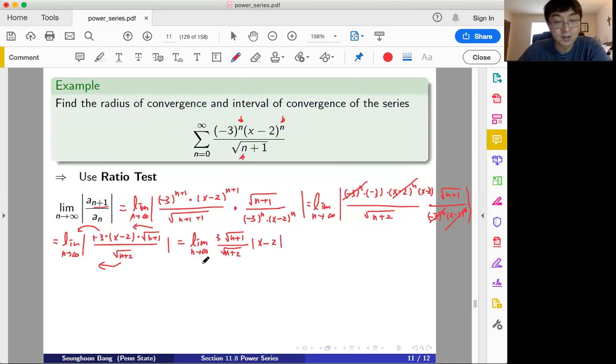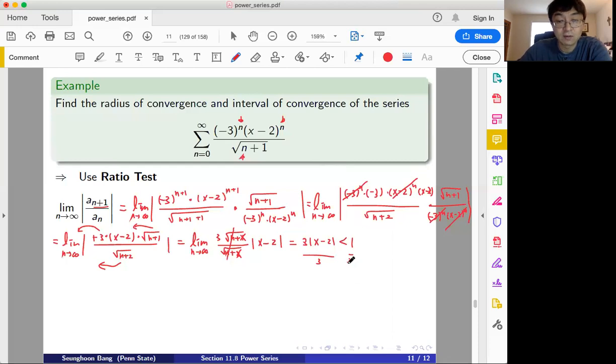As n approaches infinity, this is infinity over infinity. Ignore lower terms and cross out the square root of n. The answer is 3 times the absolute value of x minus 2. This is convergence if this limit value is less than 1. So we have it, and you can solve this one. So what's that? Divide by 3.